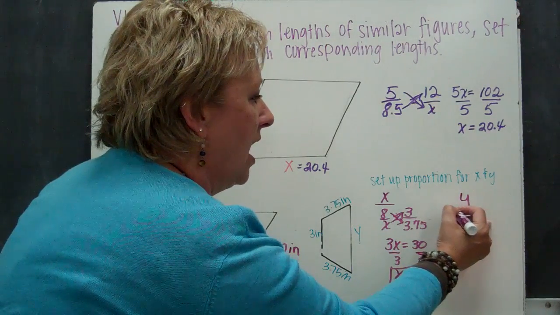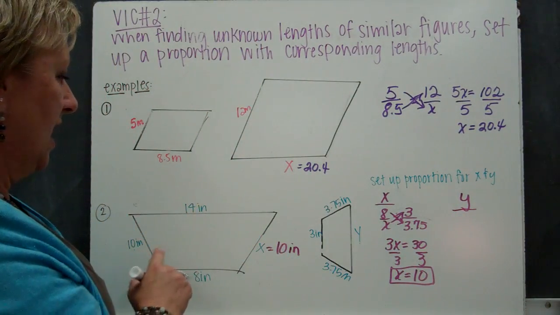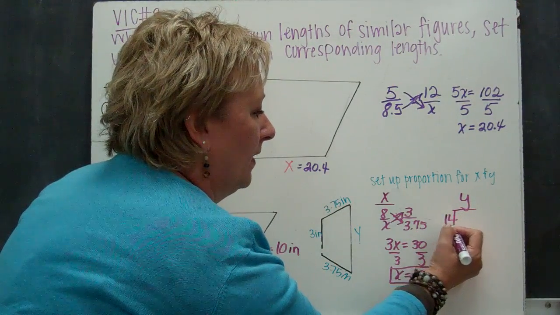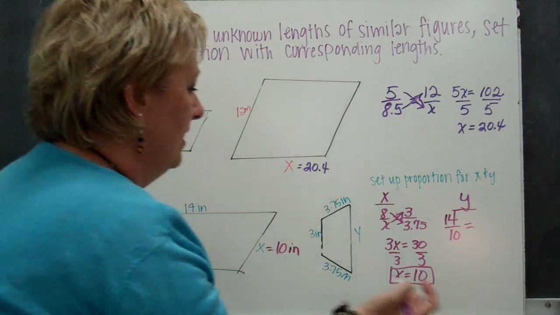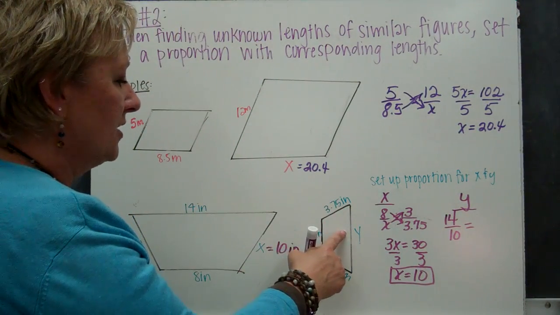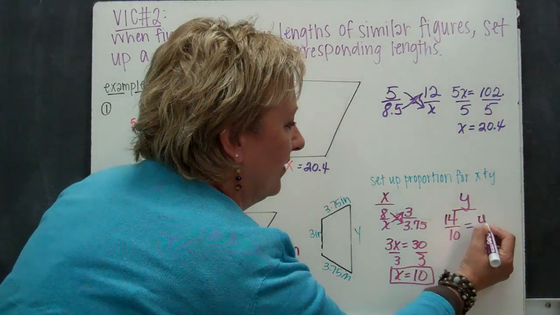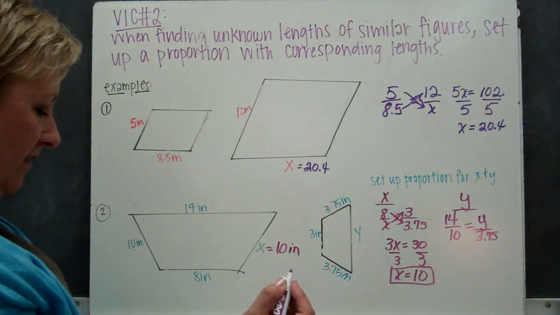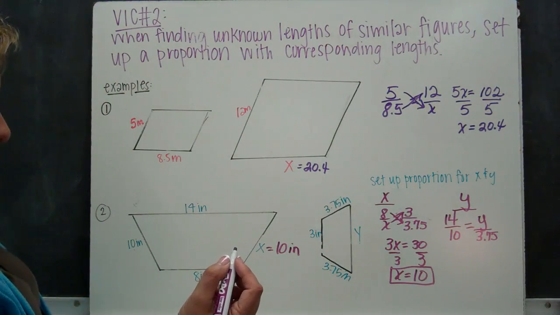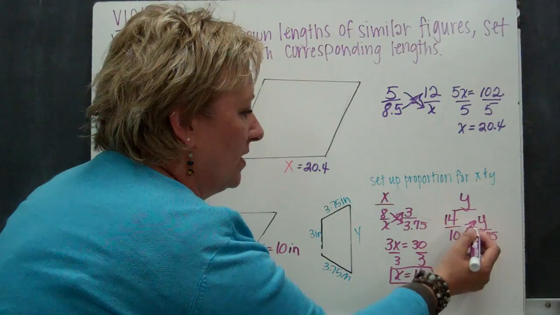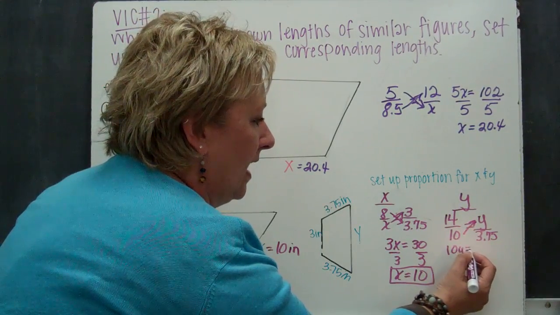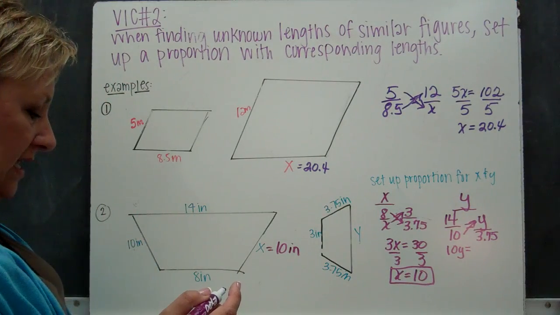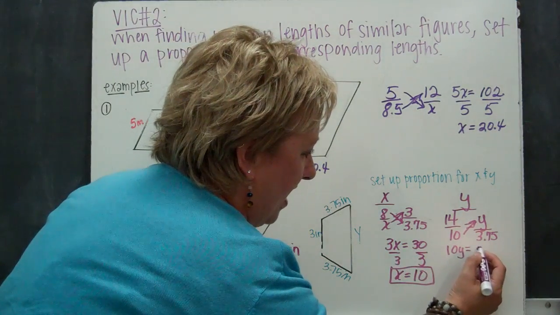Let's go over here to y, and we're going to set up another proportion. I know 14 is to 10, the exact similarity that y should be to 3.75. So when I solve for these, I'm going to say 10 times y is going to be 10y, and 14 times 3.75 should give me 52.5.